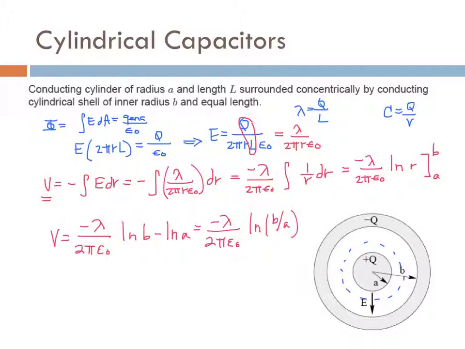And we do know that it is decreasing as we go from positive Q to negative Q. So I'm just going to write it as the absolute value of B over A.